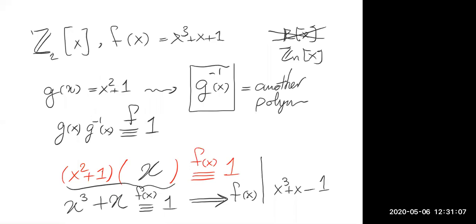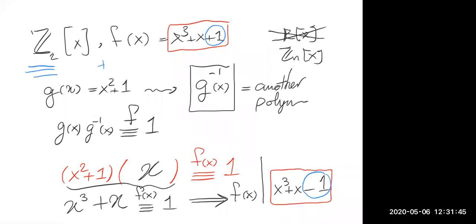Is it correct or not? If it's correct, tell me why. Does this polynomial divide this polynomial? That's the question. They look very similar, but one of them has plus 1, the other one has minus 1. Are plus 1 and minus 1 different here? Remember, we are in Z2. In Z2, plus 1 is the same as minus 1.